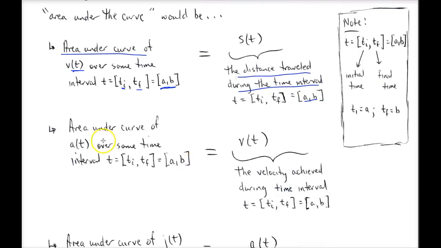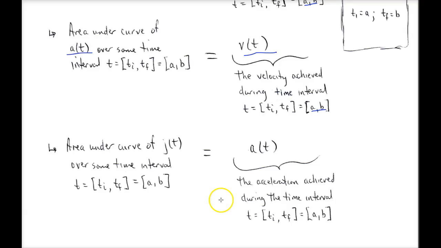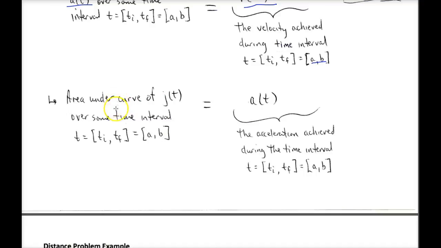So similarly, we know that the area under the curve of acceleration will express the velocity from time t equals a to t equals b. And of course, for the jerk, which is rate of change of acceleration, we know that the area under the curve of that particular function will represent what the actual acceleration is.